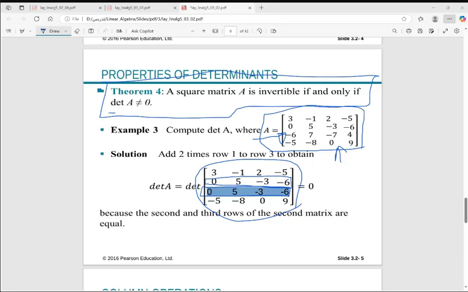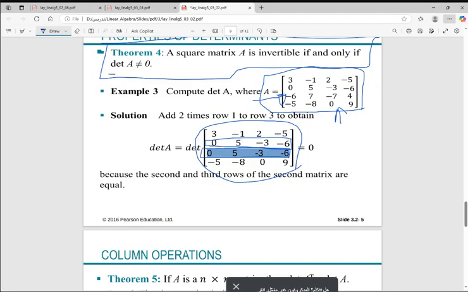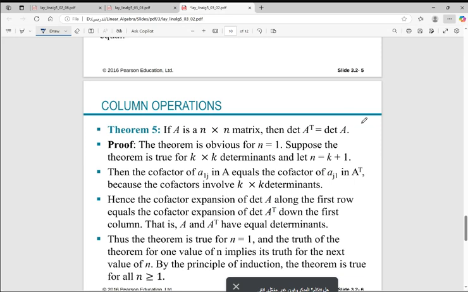So let's move to the next theorem. The next theorem says that the determinant of a matrix A and its transpose, A transpose, are the same. So a matrix A and A transpose have the same determinant. The determinant of A transpose equals the determinant of A, right?